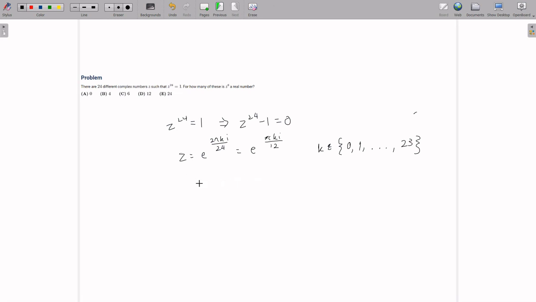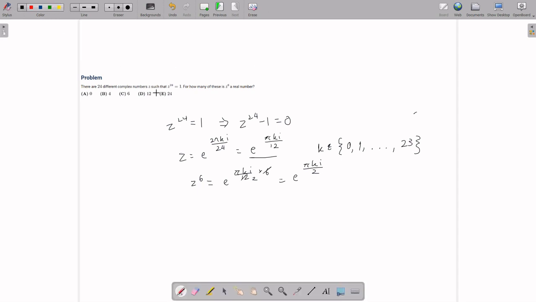Okay, so let's just write z to the 6th, knowing that this is z right here. This would be e to the pi k i over 12 times 6. This goes away and this becomes 1/2. So this is just e to the pi k i over 2. Okay, so let's think about what this means, right? Let's think about what this means. So where is my line tool? Hold on. There we go.